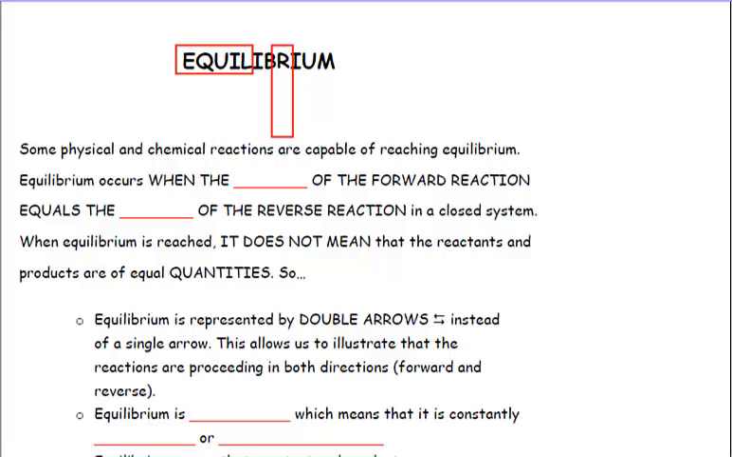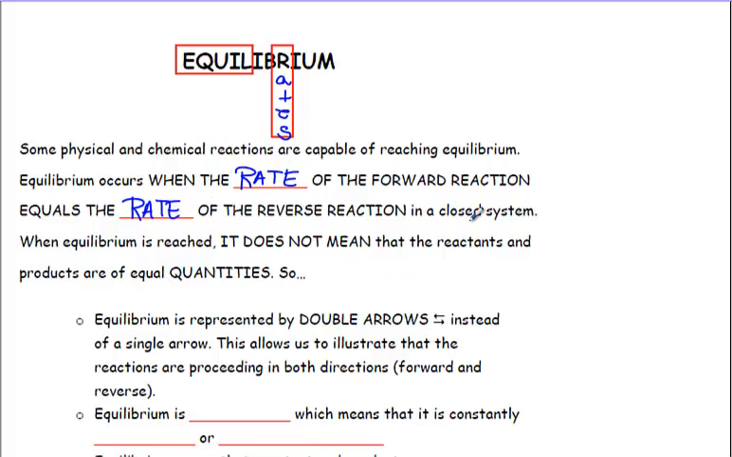So let's start. Equilibrium, how can we remember what this means? Well, we say equal rates, and we're going to put that going down, equal rates, and that will help us. So equilibrium is actually when the rate of the forward reaction is equal to the rate of the reverse reaction. Some physical and chemical reactions are capable of reaching equilibrium, and equilibrium will occur when the rate of the forward reaction equals the rate of the reverse reaction.